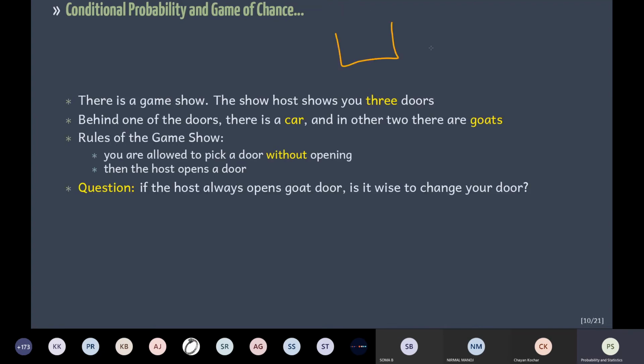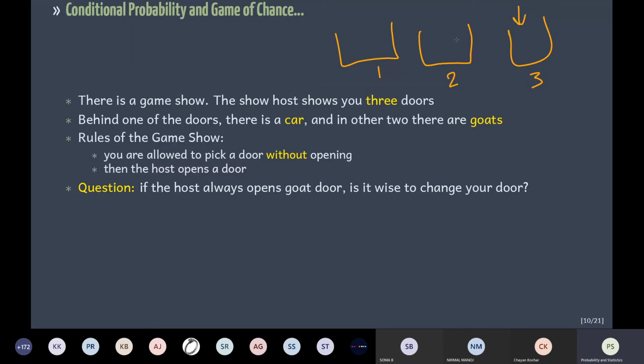Let me reformulate this, because it went away. So door one, door two, door three. Stepwise, the way it goes is that you are allowed to pick one of the doors. Let us say you pick door number three. Now the host knows there are two goats and one car in the doors. When you pick a door, you are not shown what is behind it. You are still waiting; the door is not yet opened.